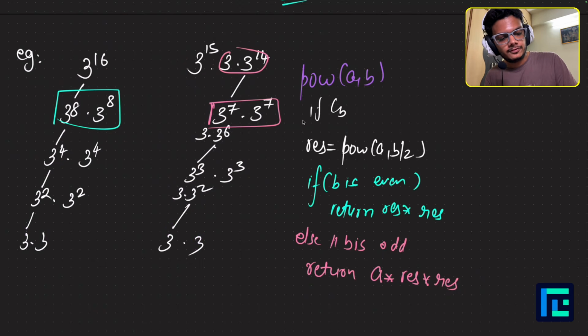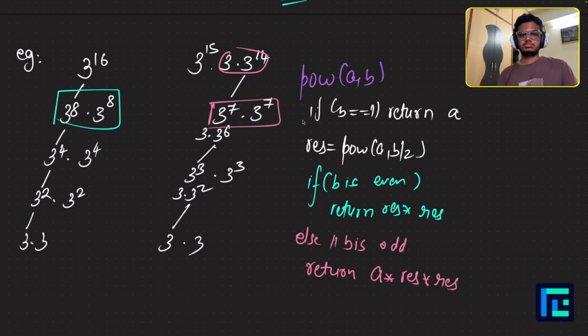It will be that if b is equal to 1, you just have to return what? What do you return when power is 1? It's simply a, right? So 3 power 1 is 3 here. So that's the implementation of this logic.